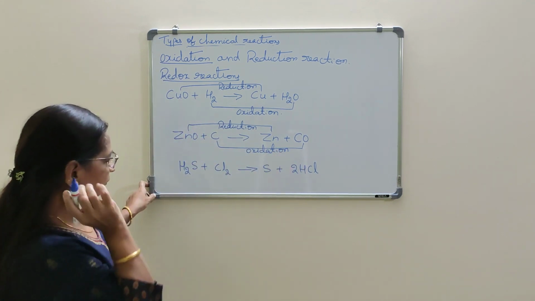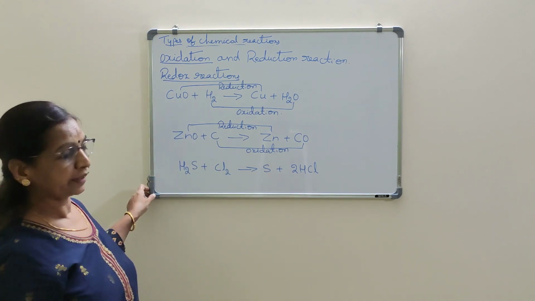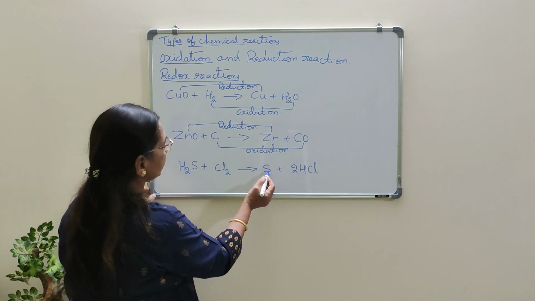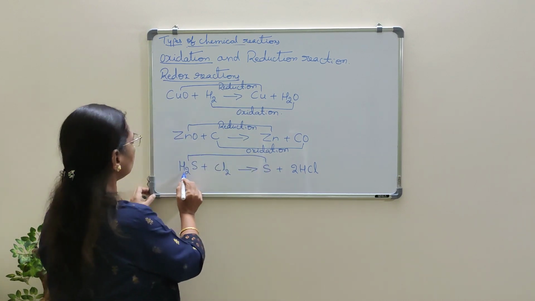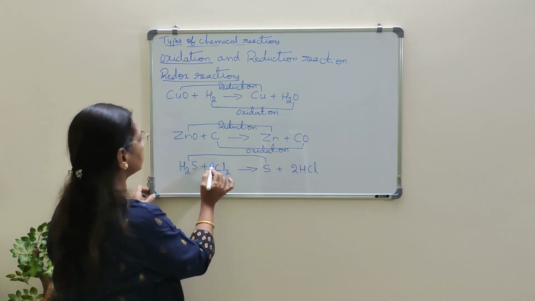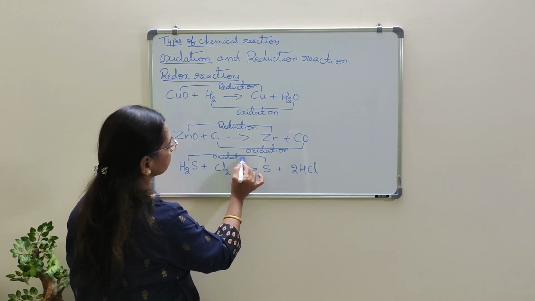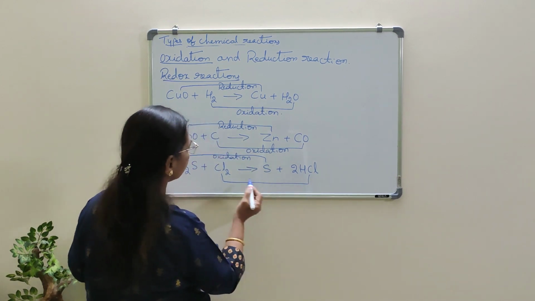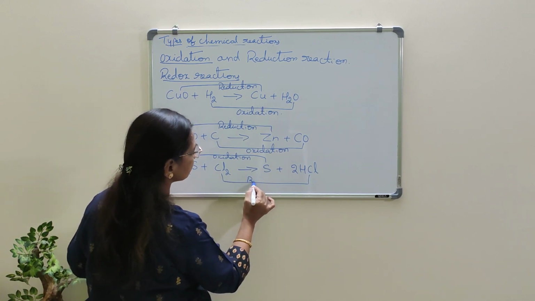Here hydrogen sulfide reacting with chlorine to form sulfur and hydrogen chloride. Here hydrogen sulfide is forming sulfur by removal of hydrogen, so removal of hydrogen means it is oxidation. Chlorine is forming hydrogen chloride by the gain of hydrogen, so it is reduction.